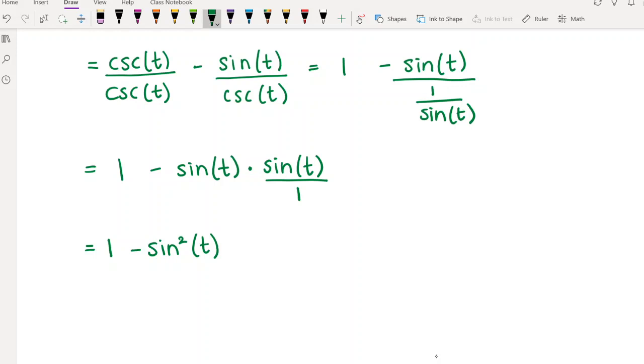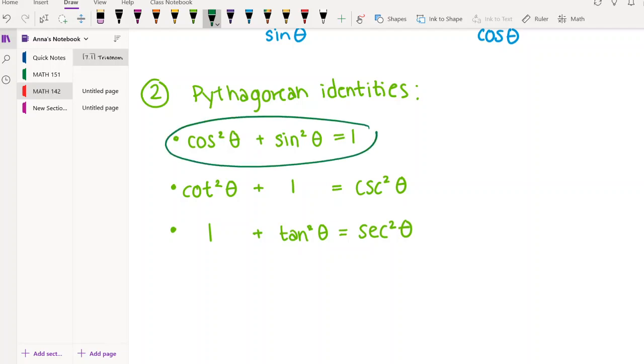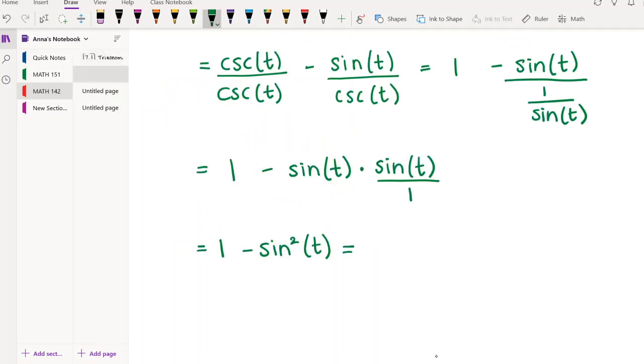So if we go back to those Pythagorean identities, and actually I already mentioned this earlier, if we did 1 minus sine squared of t, in this case, we would be left with cosine squared of t. So we're just using a rearranged version of that identity to conclude that this is cosine squared of t.